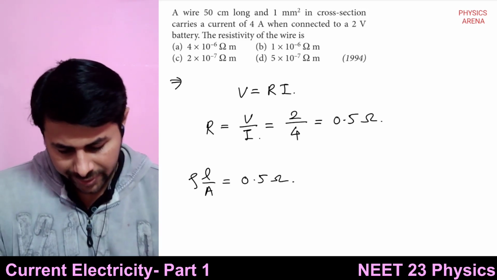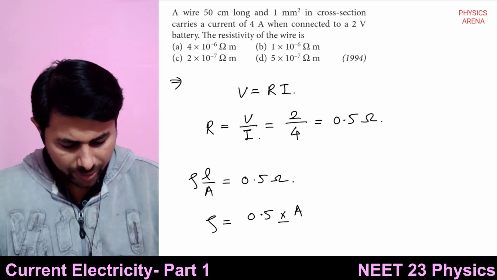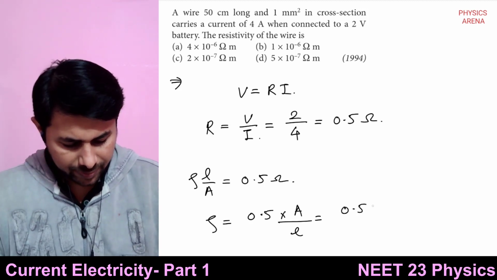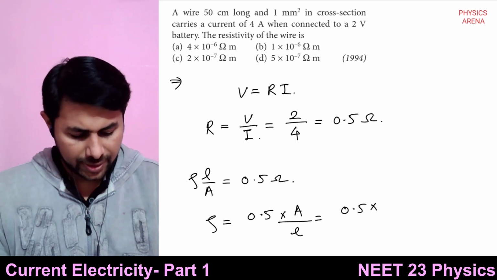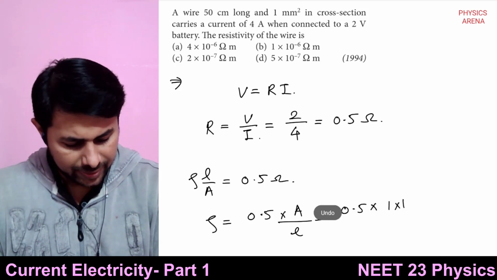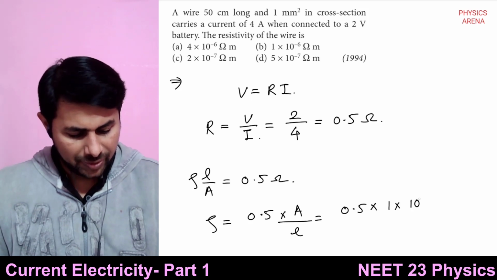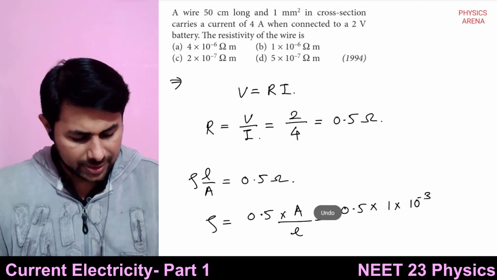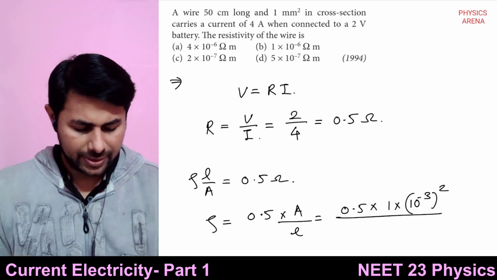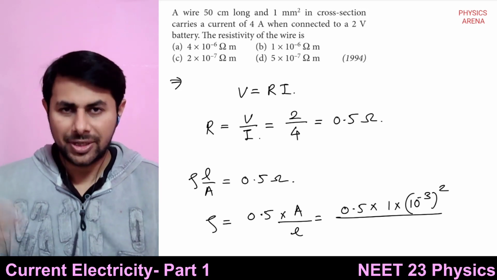Take A and L on the other side, so we get rho is equal to 0.5 multiplied by A upon L. A is 1 mm square, and we have to convert that to meters. 1 mm is 10 raised to minus 3 meters, and we have the square of that, not minus 2, minus 3 square. So 1 mm square is 1 multiplied by 10 raised to minus 3 square meter square.